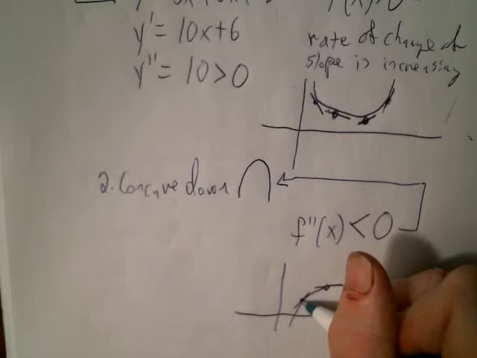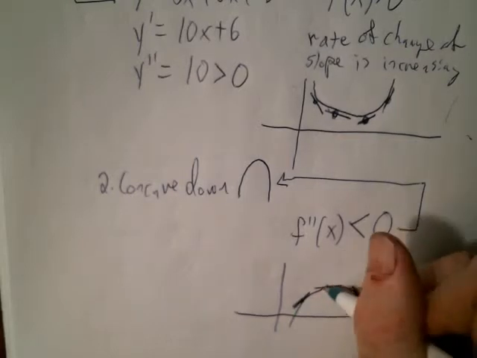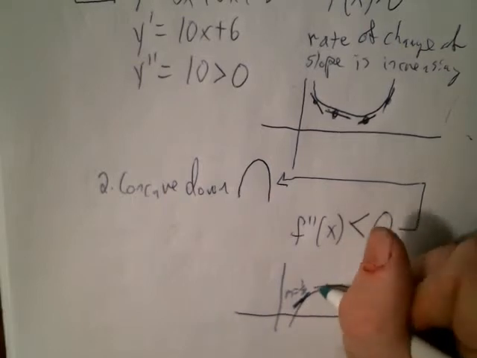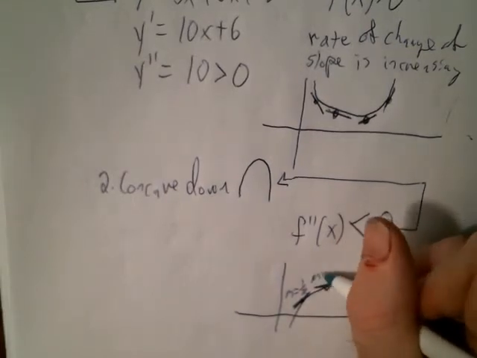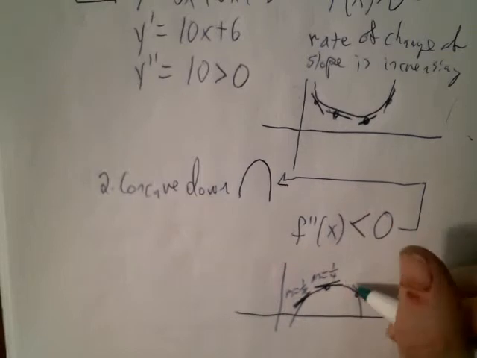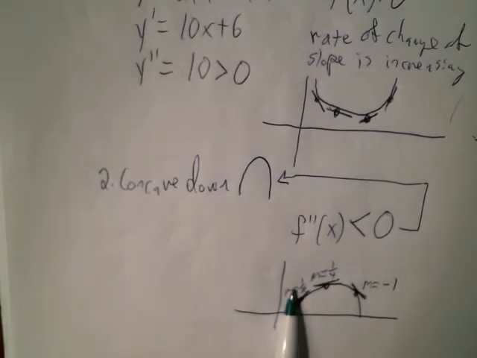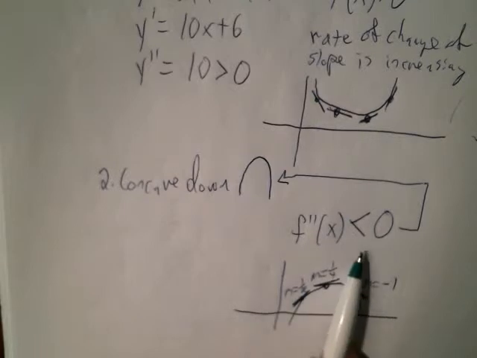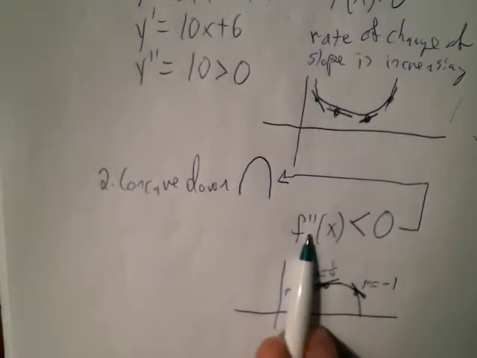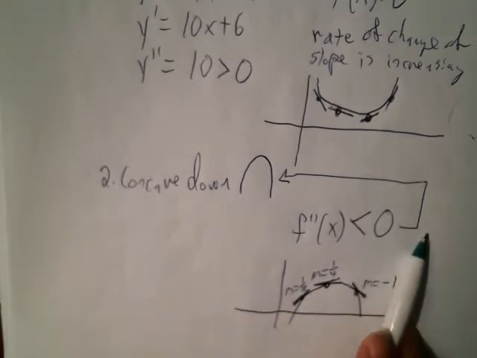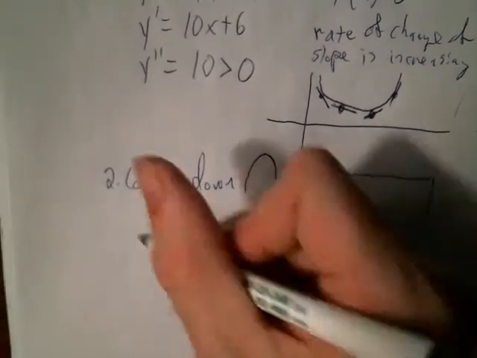So if the first tangent line has a slope of maybe 1/2, here maybe the slope is a little less, maybe 1/4. And then finally, over here, the slope is negative 1 or something like that. You see the slopes are decreasing. The rate of change of the slopes is negative. So when the second derivative, the rate of change of the slope, is less than 0, that implies you have this concave down form.